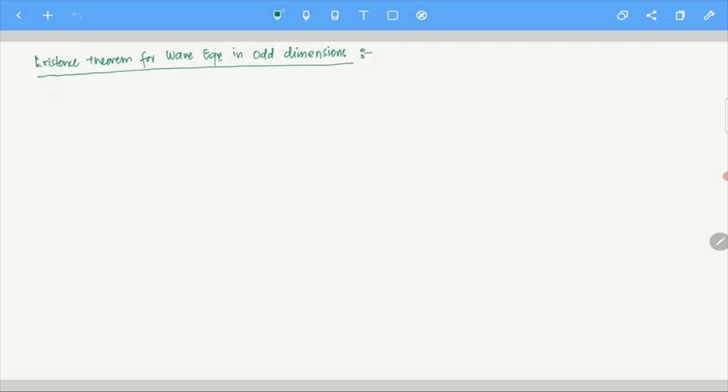So the theorem says that assume n is an odd integer greater than or equal to 3, and g is in C^(m+1)(R^n), let's just assume that, and h is in C^m(R^n).